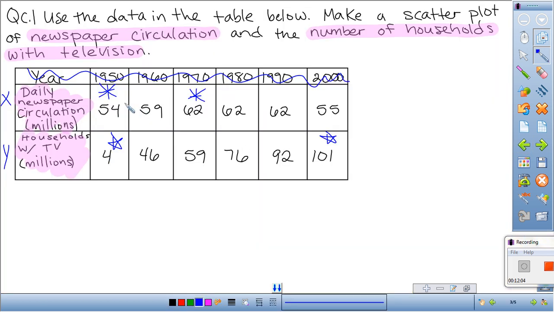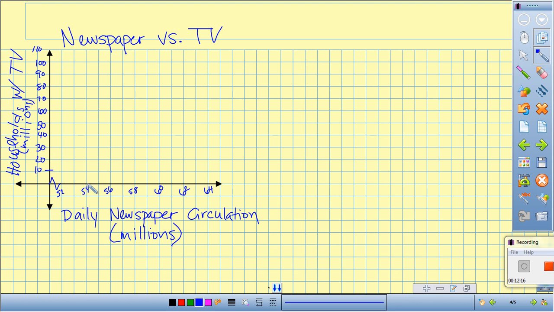Okay, so now that we have our labels, our title, and our scale for both our numbers, we're ready to graph. So our first coordinate, our first point is 54, 4. Remember that a point is an x and a y, x coordinate and a y coordinate. So 54, 4 is our first point. So over to 54 and up 4, 4 would be a little less than halfway.